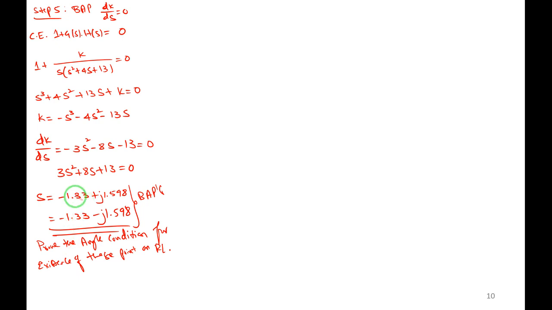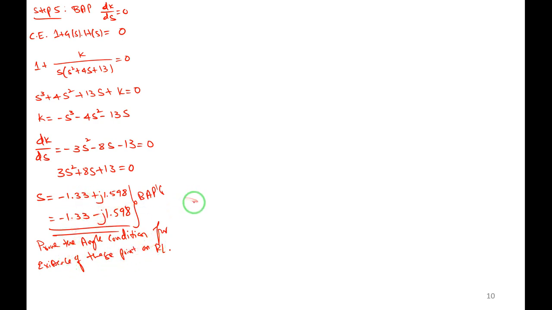But if I want to prove that the point minus 1.33 plus j lies on the root locus, it has to satisfy the angle condition. What is that angle condition? We know the angle of G(s)H(s) is equal to plus or minus an odd multiple of 180 degrees. So if I get an odd multiple, then the angle condition is proved. I will assume that they satisfy it.